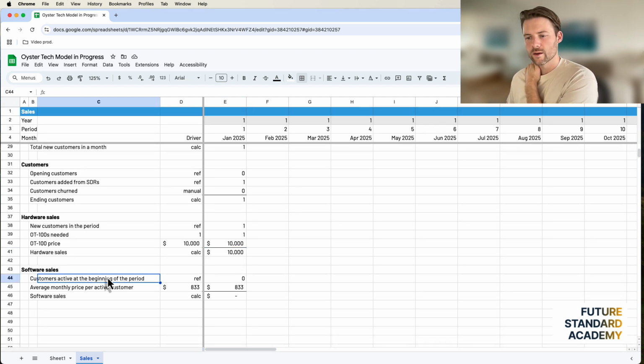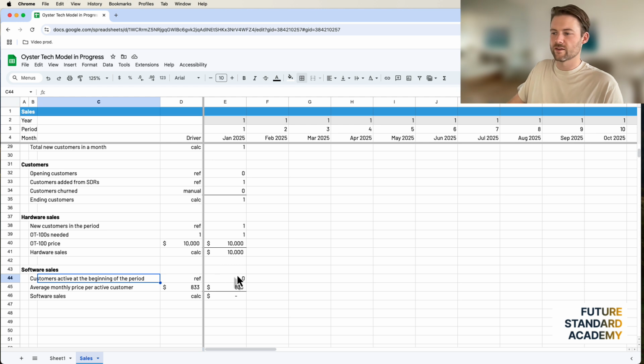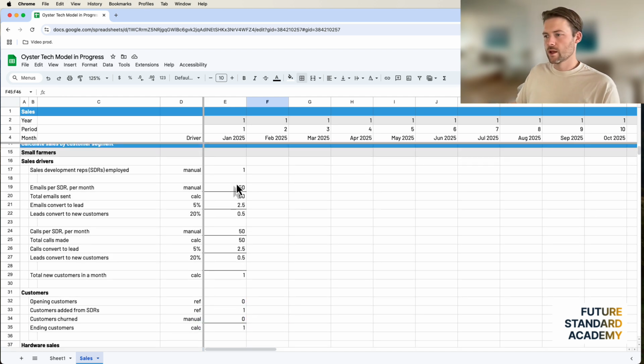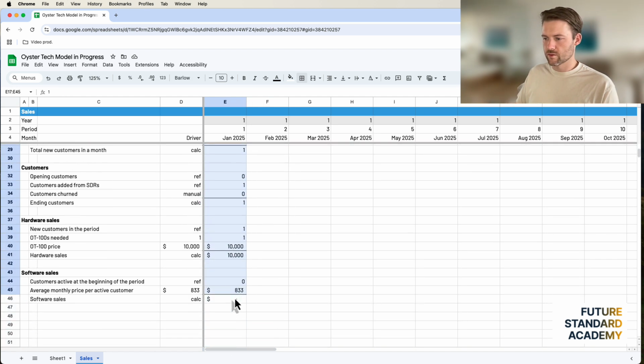The software runs on customers active at the beginning of the period. So in this case, it's actually zero because we're not going to charge them for the subscription until they're set up, right? So it's zero right now. The average price per month is $833, which is 10,000 divided by 12. So 10,000 annual subscription, zero in sales. Now what I'm going to do is I'm just going to roll this forward.